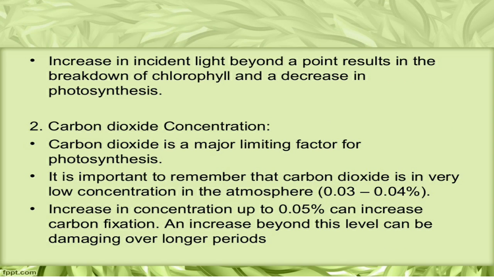Carbon dioxide concentration also affects the rate of photosynthesis. Carbon dioxide is a major limiting factor of photosynthesis. It is important to remember that carbon dioxide is in very low concentration in the atmosphere, that is 0.03 to 0.04%. Increase in concentration up to 0.05% can increase carbon fixation, and increase beyond this level can be damaging over longer periods.